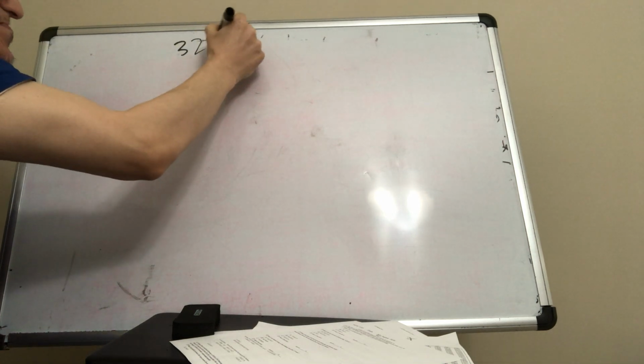Okay, so I'm going to do the review for test 2. So I sent you the question. First question, this family is buying a house, and the house price is $325,000.